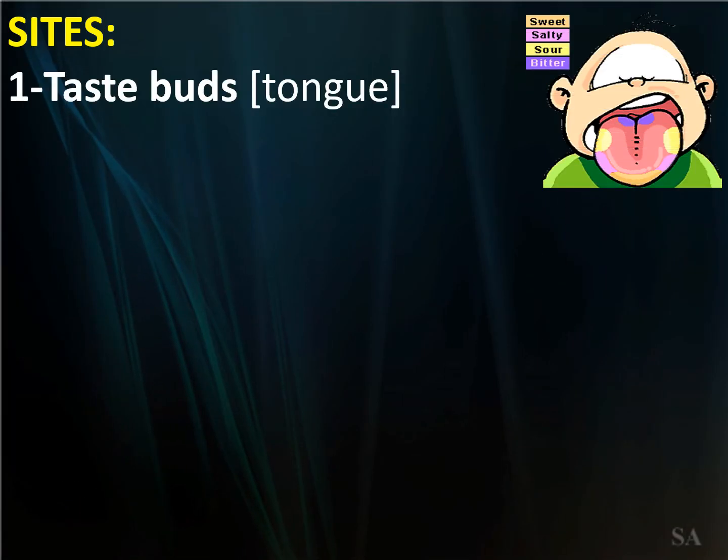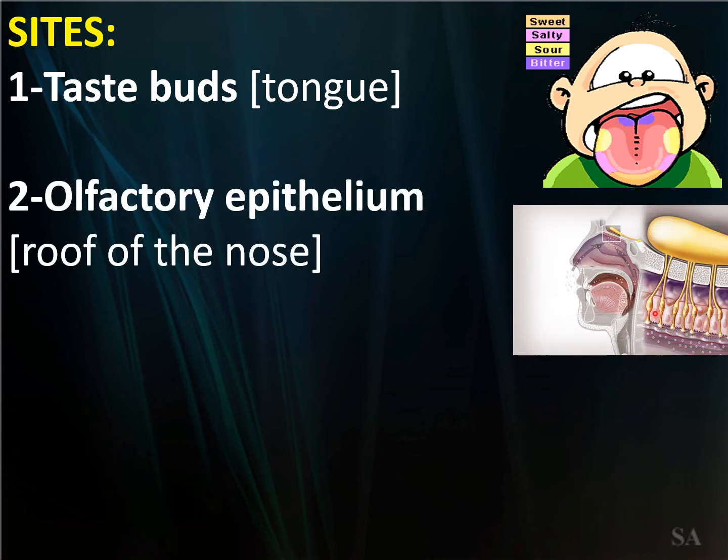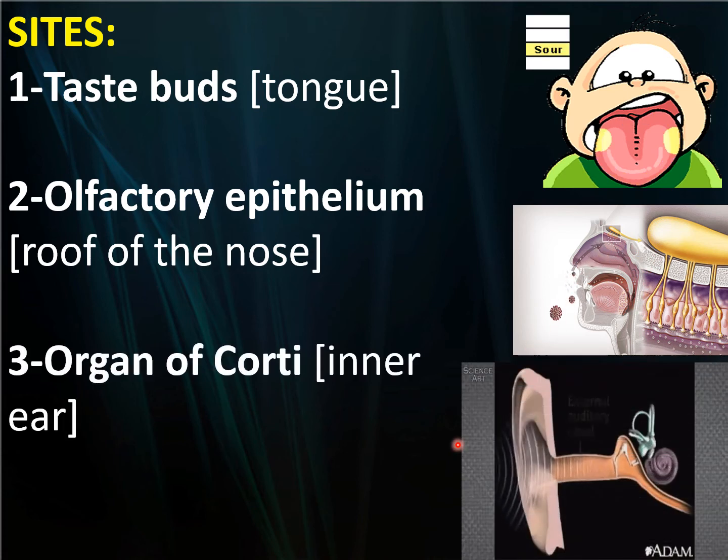Sites of the neuroepithelium: as we said, it is present in the five senses. We have taste buds for the sensation of taste in the tongue, olfactory epithelium in the roof of the nose for smell, and also the organ of Corti in the inner ear. These are the sites of the neuroepithelium.